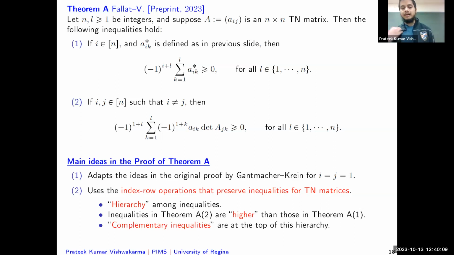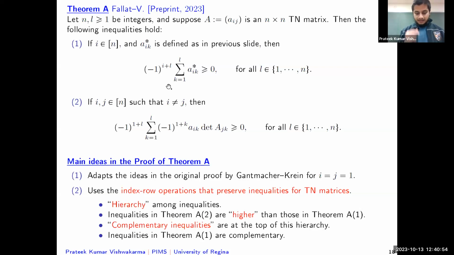And because of this introduction of this hierarchy, we would want to know what is at the top of the hierarchy. We don't know yet what is all at the top of the hierarchy, but clearly because of the way these index row operations work, complementary inequalities are certainly at the top of the hierarchy. And incidentally, for this theorem itself, the inequalities in part 1 are complementary inequalities. So what are complementary inequalities? Minors that are multiplied in any inequality, if the row indices happen to be pairwise disjoint and so are the column indices, then we call such an inequality complementary. So in this case, the following is the proof.